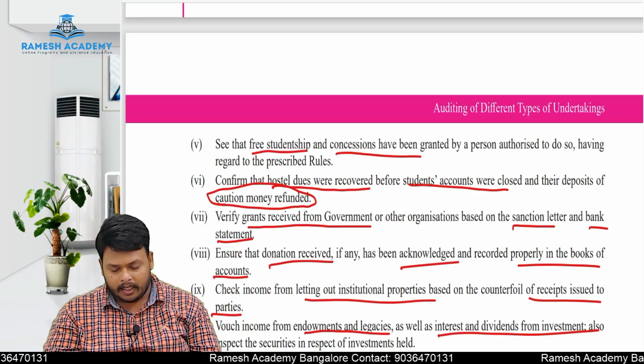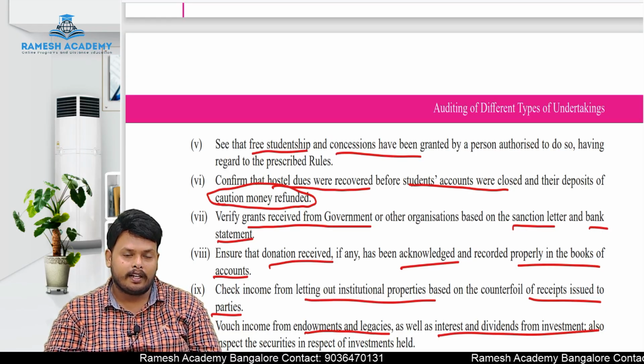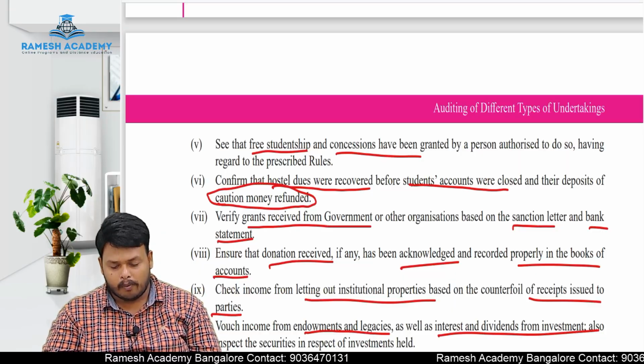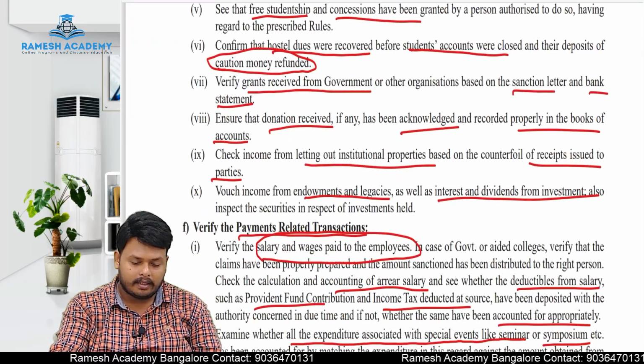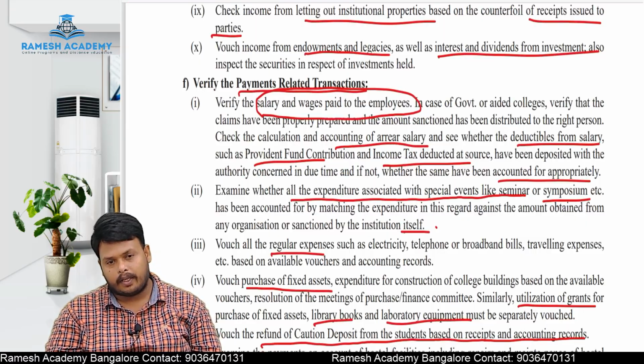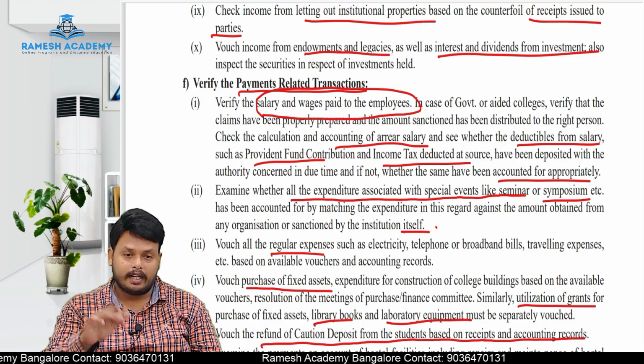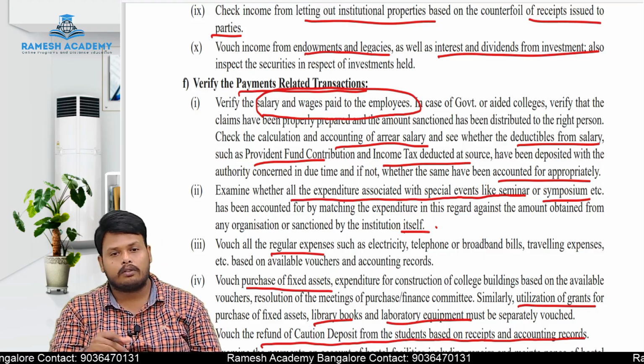And if any endowment funds are created in the education institution, if any interest income or dividend income is received out of that endowment funds, that also the auditor has to verify. Payment related: when salaries and wages are paid to the employees, whether statutory deductions are deducted or not, and whether they are deposited on time or not, that also the auditor has to verify.